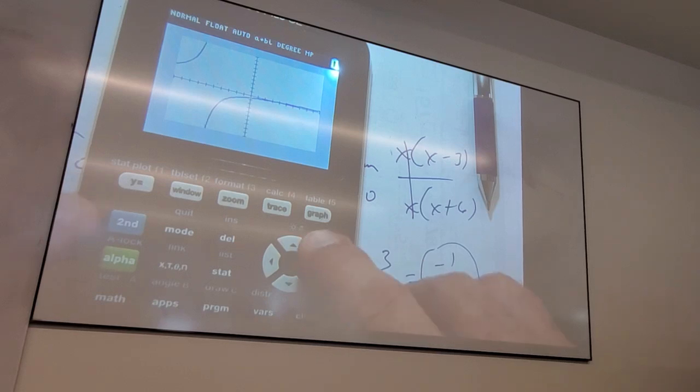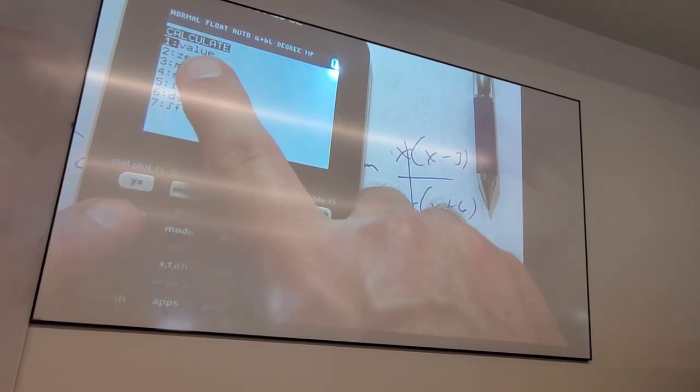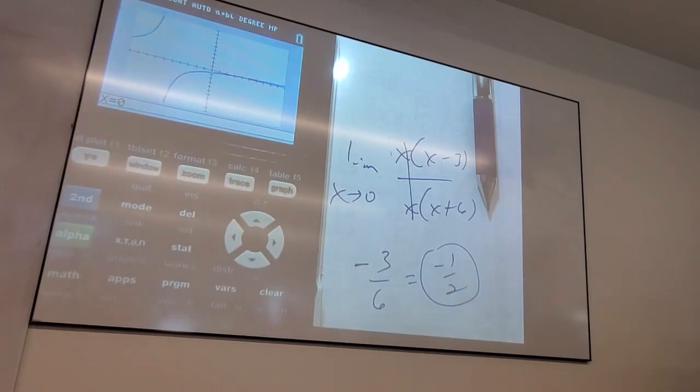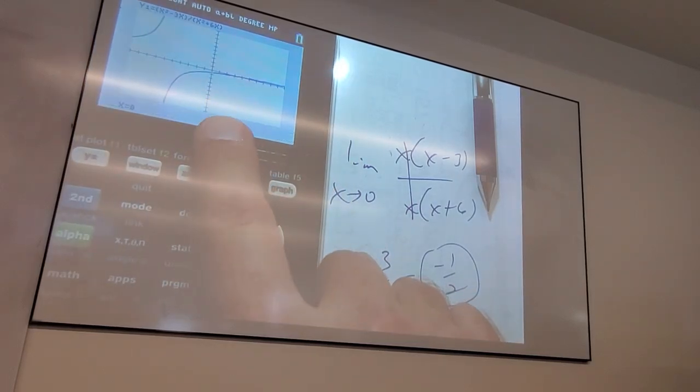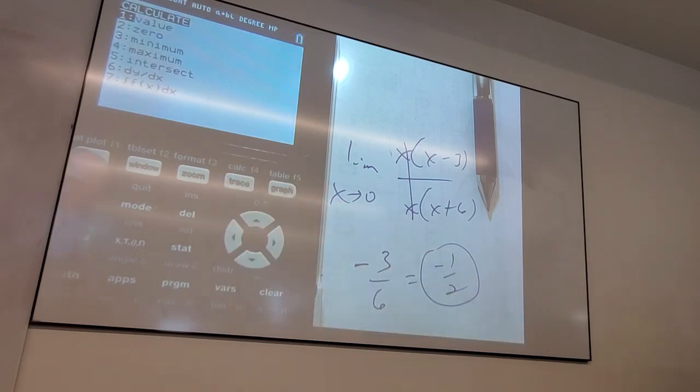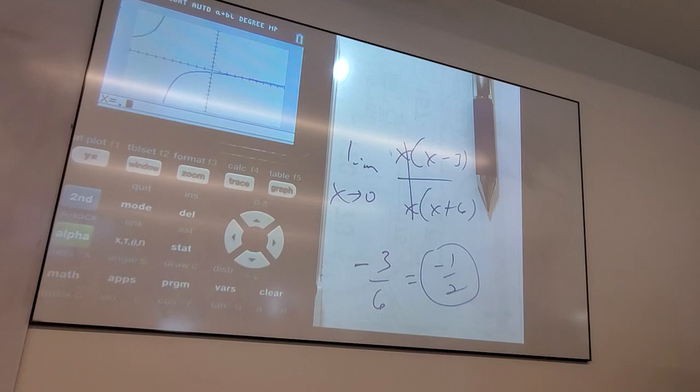Now watch this. If I hit second calc, I can ask it to calculate a value. Let's try to plug in 0. Look what it tells me. What's the output? Nothing, because, of course, I can't plug a 0 in. There's an open circle there, but we know where the open circle is. It's at negative 1 half. You see what I'm saying? If I put something in really close to 0, like 0.000001, it says negative 1 half, because it can't resolve it. It's got to kind of round it.